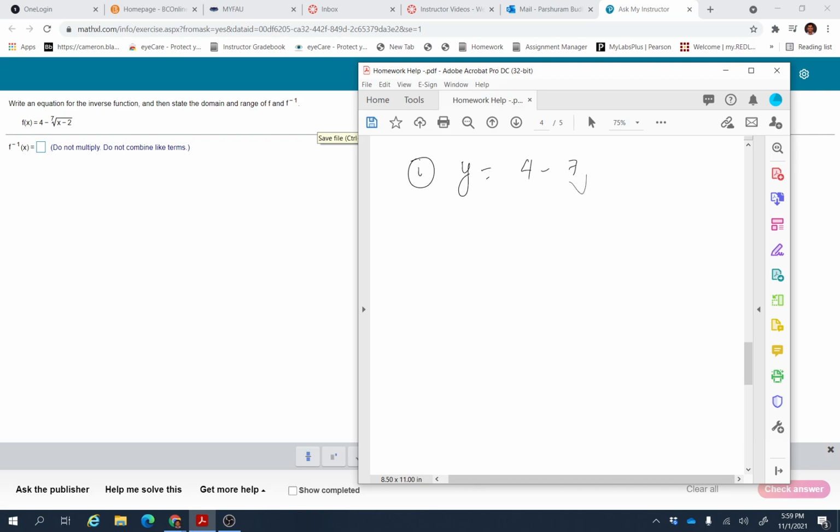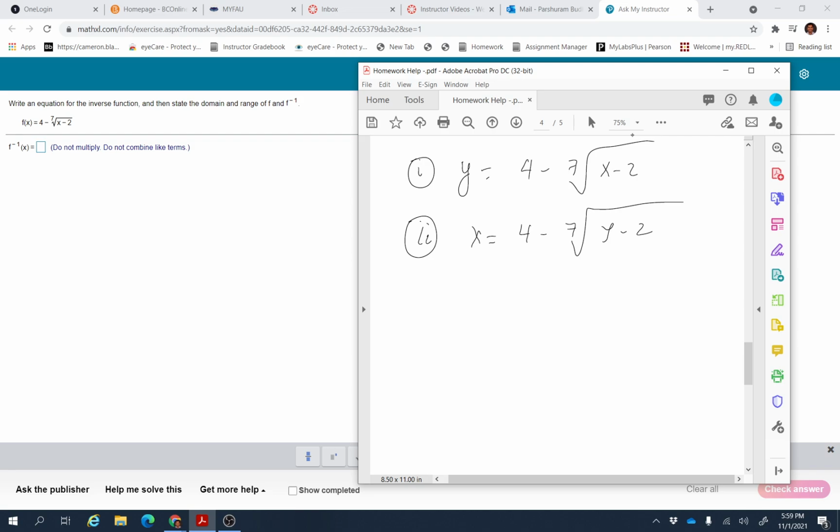4 minus 7th root of x minus 2. And then the second step is switch, just exchange x and y. So for the y, just write down x, and for the x, just write down y. Now the third step would be solve for y here.